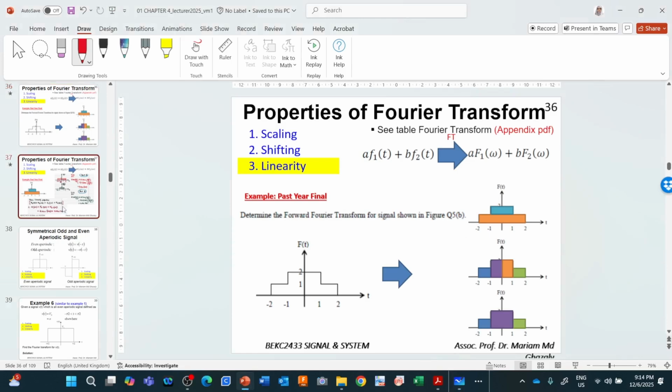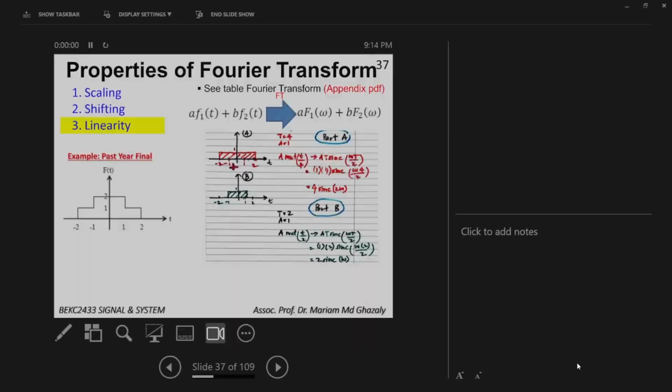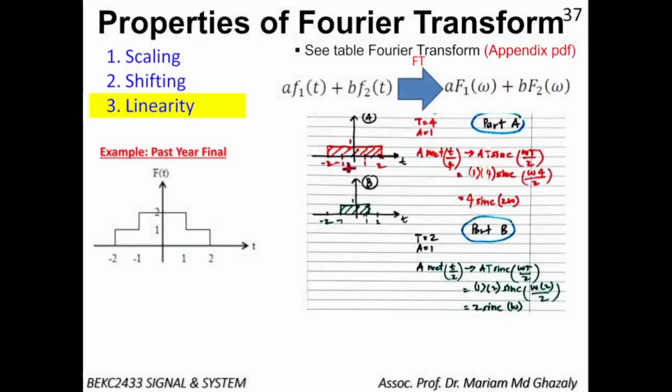We go to the last property, which is linearity. This one is an example of a past year exam question, whereby you are given f(t). In this question, they label it as f(t), given by this signal. You have the signal from -2 to 2, but with a different amplitude for each part. When you look at the question, you see that it looks like a rectangular, right?